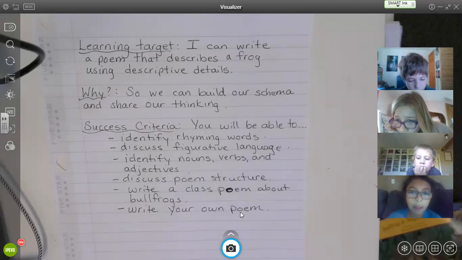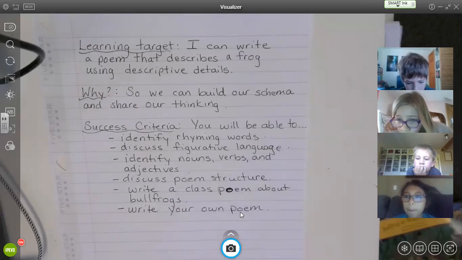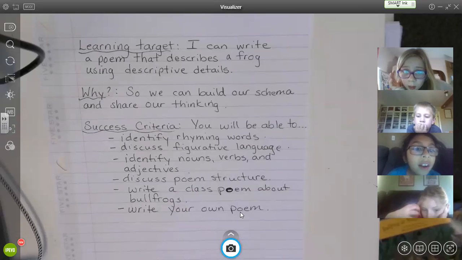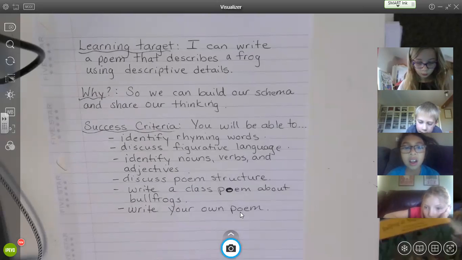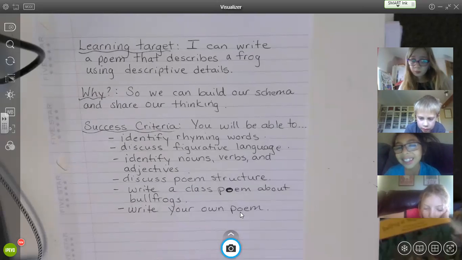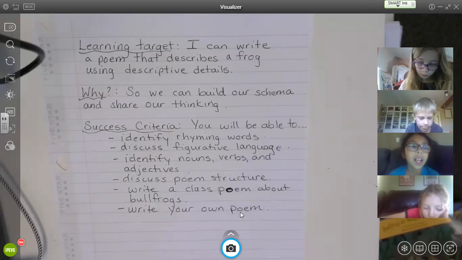You will be able to, oh, finally Marin, yay. You will be able to identify rhyming words, discuss figurative language, identify nouns, verbs, and adjectives. We'll discuss the poem structure. We'll write a class poem about bullfrogs, and then you'll get to write your own poem.